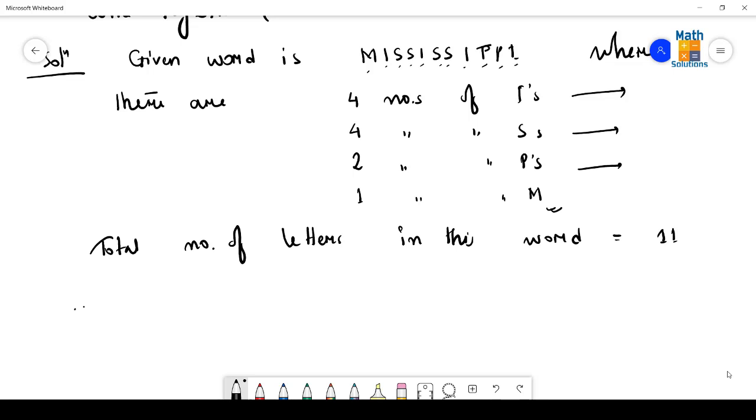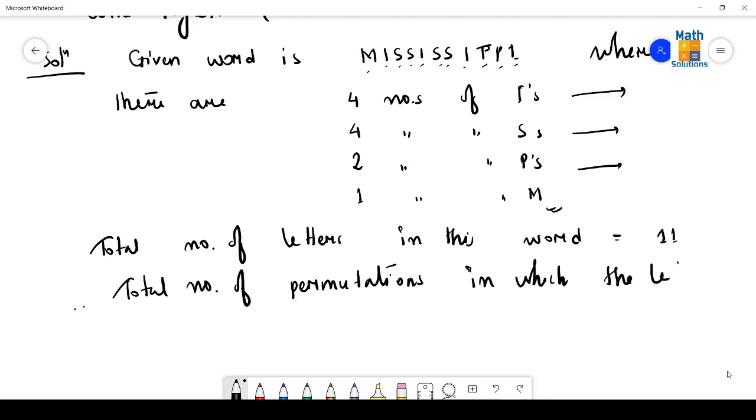Therefore, total number of permutations in which the letters can be arranged.